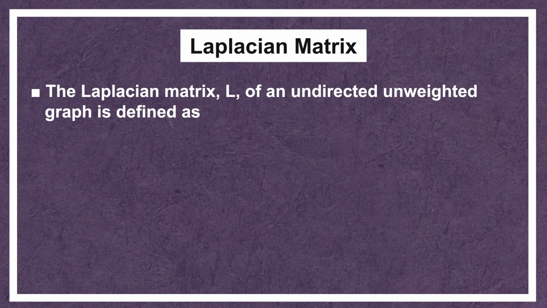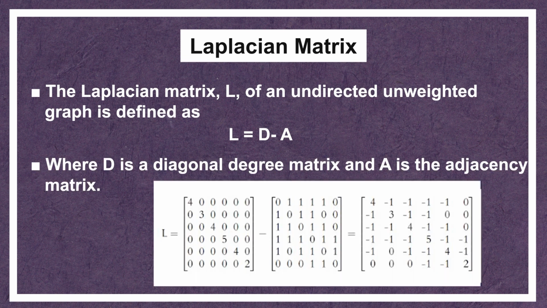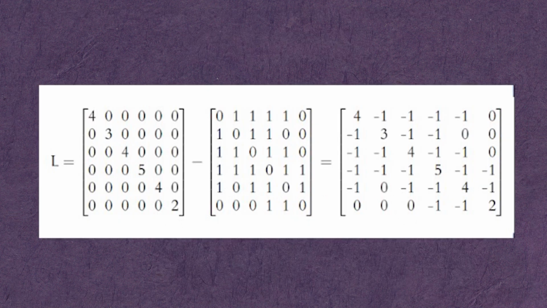The Laplacian matrix, represented by capital letter L, of an undirected unweighted graph is defined as L equal to D minus A, where D represents the diagonal degree matrix such that D at position i is the number of neighbors of i, and A is the adjacency matrix. If we were to ignore the weight of the graph in figure A as provided in the previous slide, its Laplacian would be represented in the given slide.